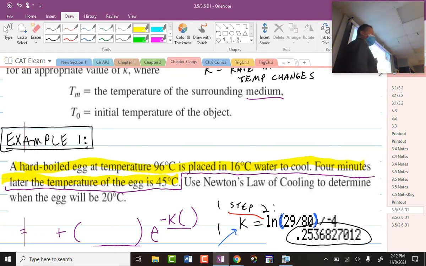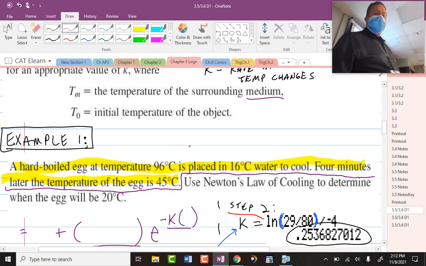Then this is usually what you do with a hard-boiled egg. You put it in cold water. So you place it in 16 degrees. 4 minutes later, you measure the temperature to be 45 degrees Celsius. Stop! That is enough information to plug in to find a K value, to find the rate. And that's what we're going to do first. We're ready.